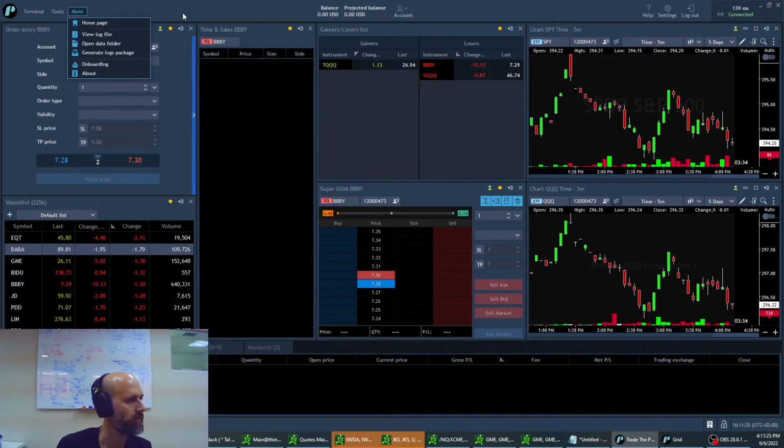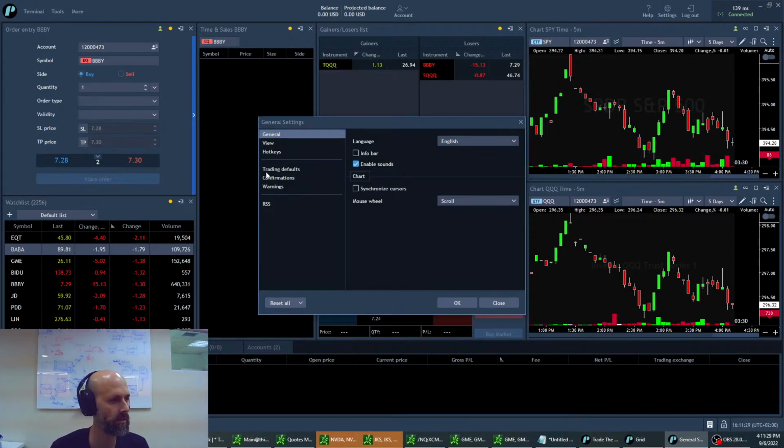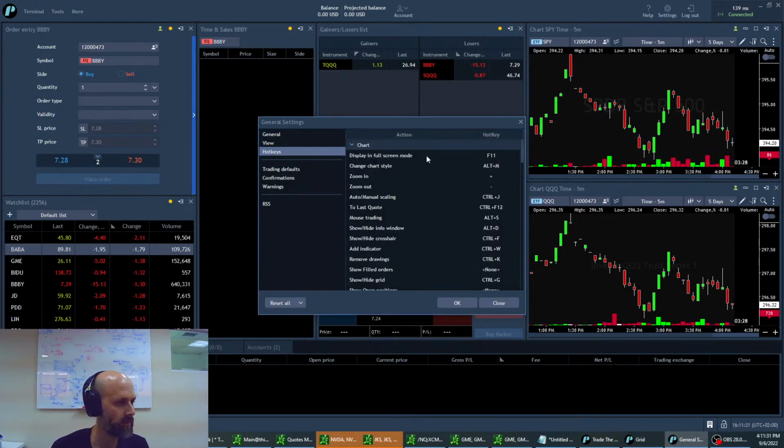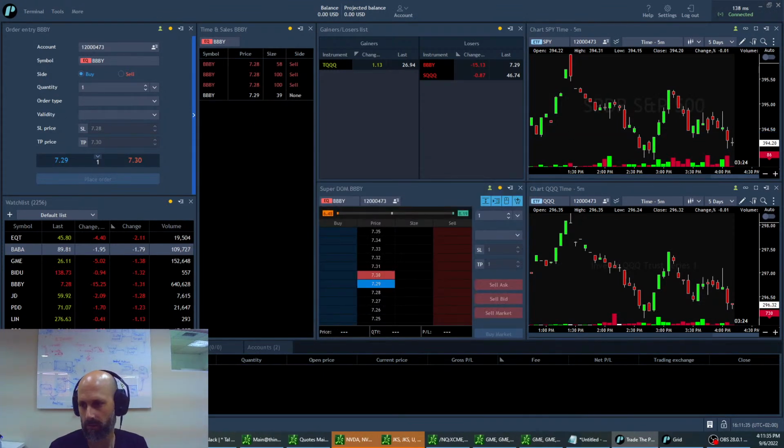So you can feel free to play with it. In settings, you have some hotkeys that you can work with if you like. Really get to know the platform, a lot of cool features.